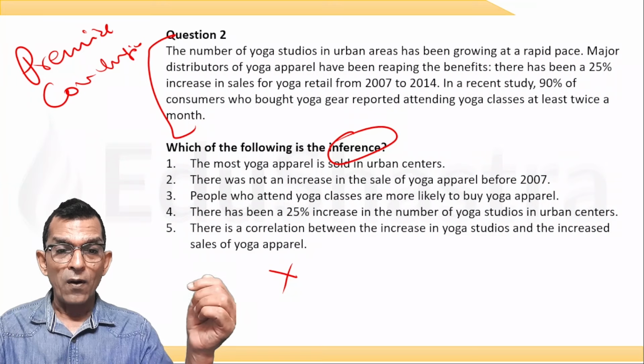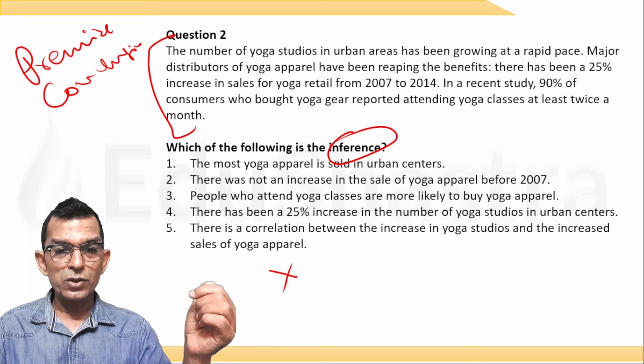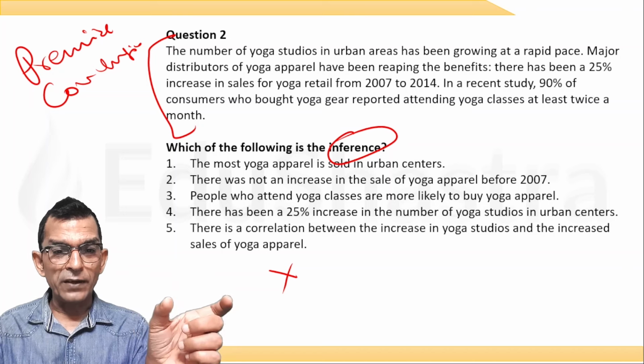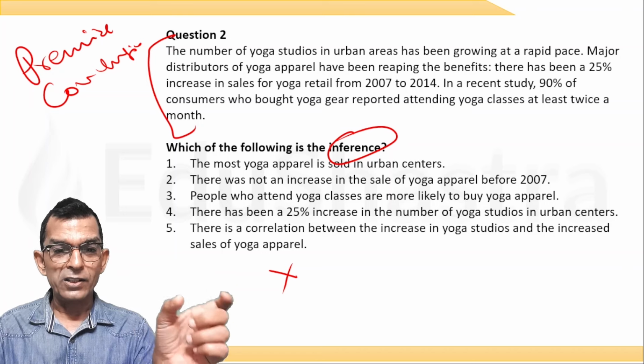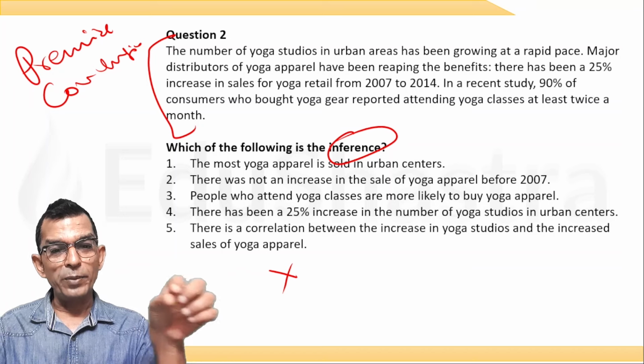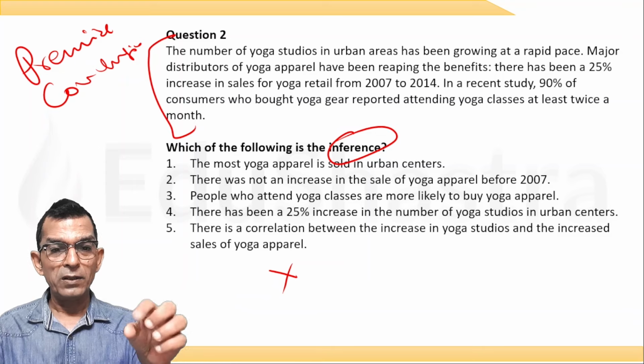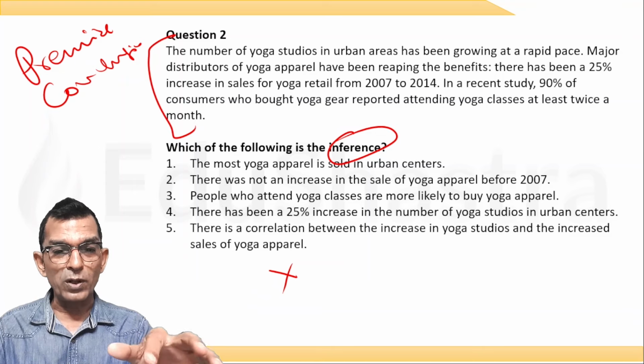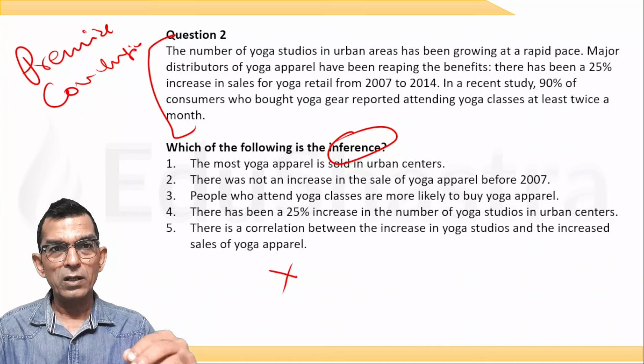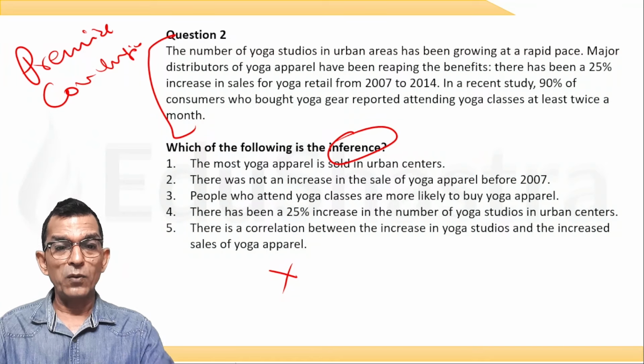Now, isn't the answer the conclusion? Yes, there is one answer given. I said, Ashish, there is one answer given. There could be one more answer, one more conclusion, which could also be drawn. This is one of the other conclusions that can be drawn.